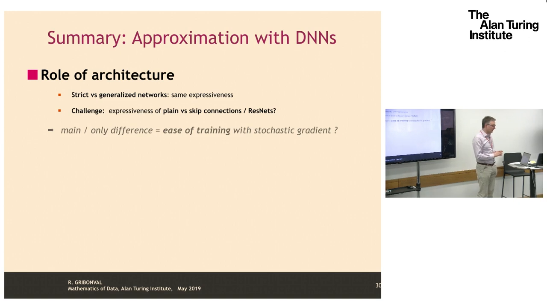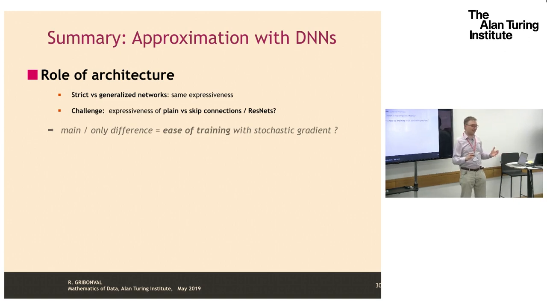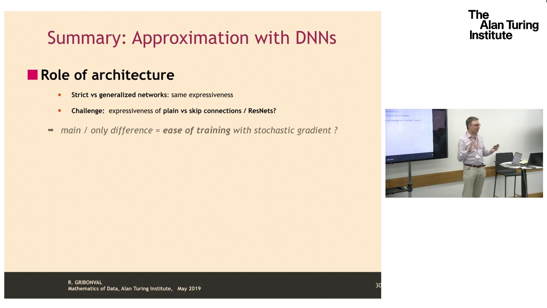Just to conclude here. What we try to do is use these approximation-theoretic tools to get an understanding of the role of the architecture of neural networks in their approximation capabilities. And in particular, there's this strict versus generalized networks that have the same expressivity. However, we still have to investigate whether actual architectures involving residual networks or U-Nets also have the same expressivity or whether it's decreased.